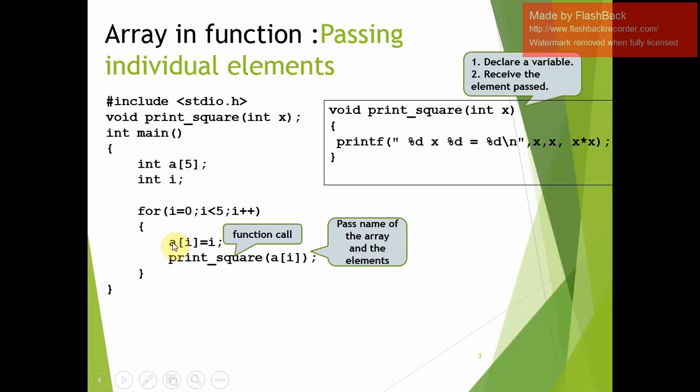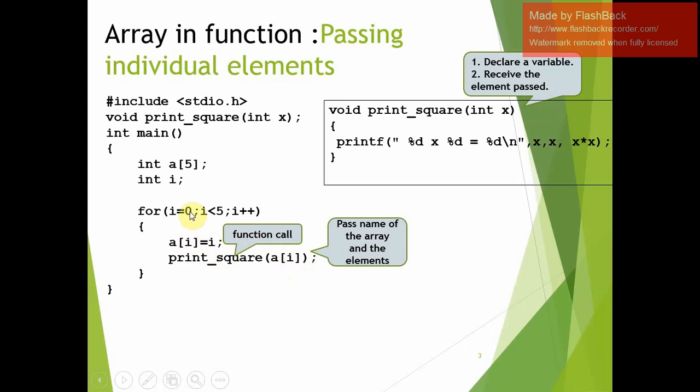So at this particular line, what you did is this program initializes each element of a according to whatever value is stored in I. If in the first loop I is 0, the first element will be 0, and after that 1, 2, 3 and 4. Then after that, we want to pass the value that's stored in each element to function print square.